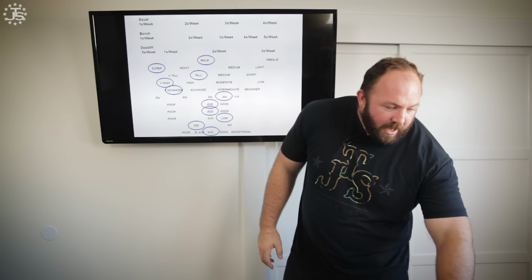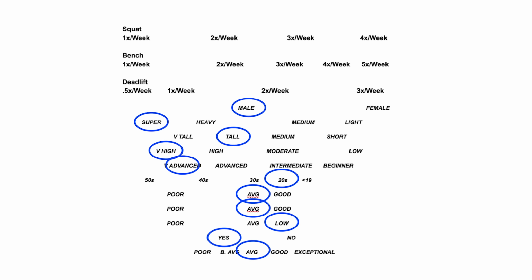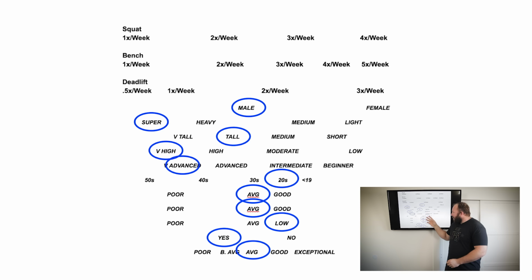And our blue circles are for Brandon Allen: male, super heavyweight, tall, very strong, very advanced. He might be in his 30s now, but 29, 30 years old. Diet, stress, all that stuff.